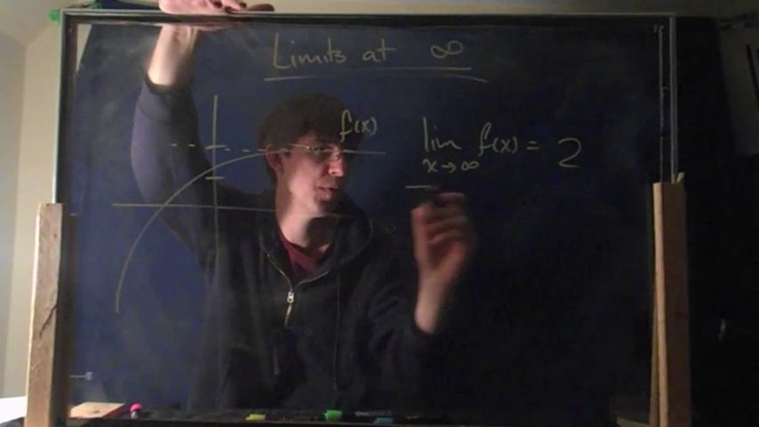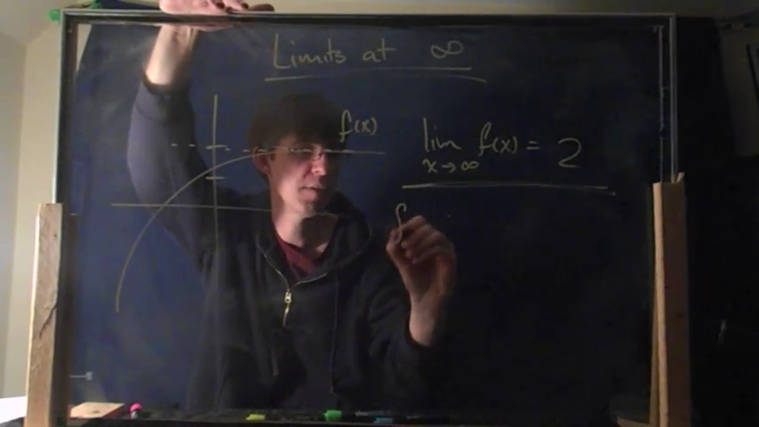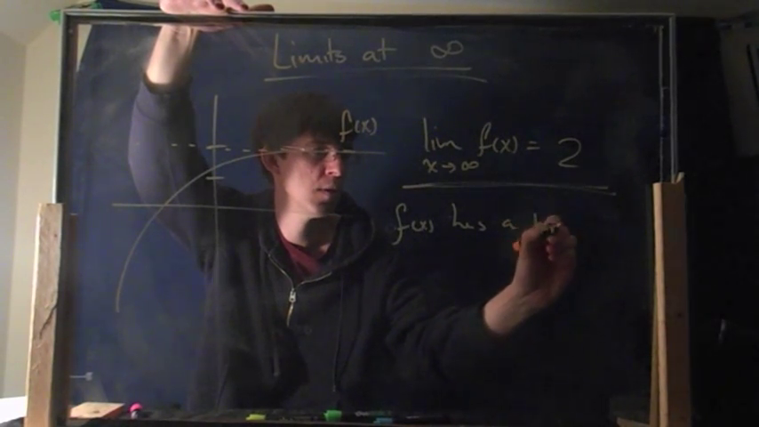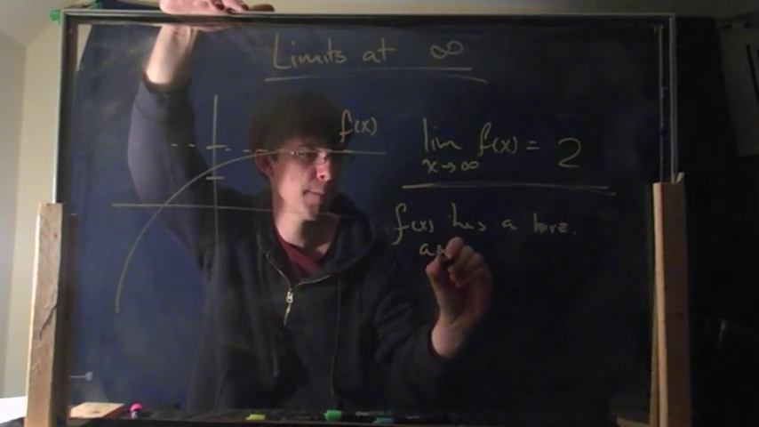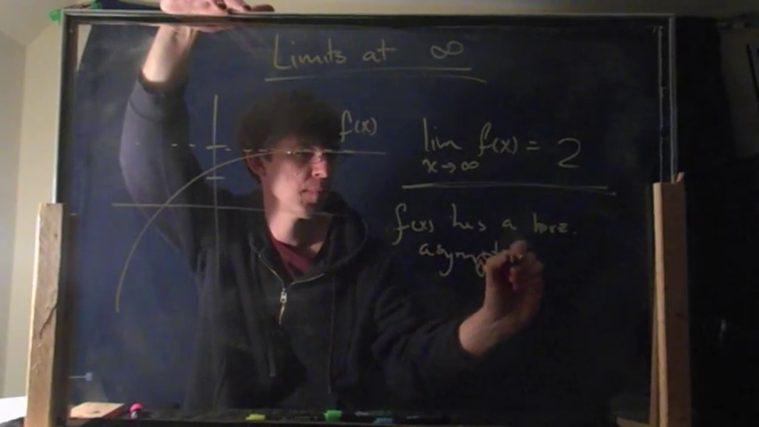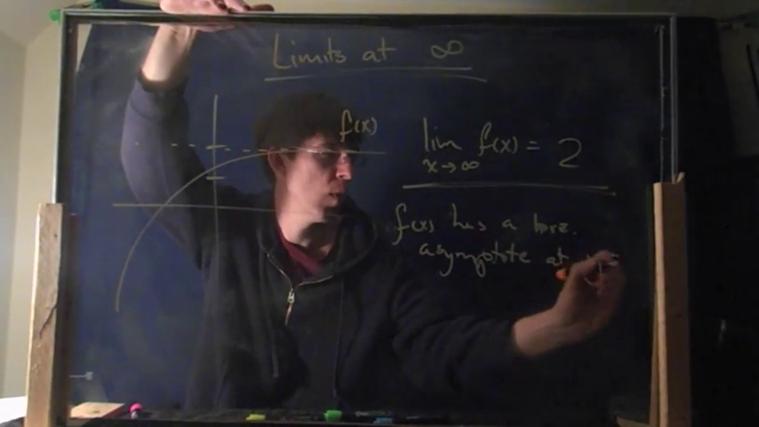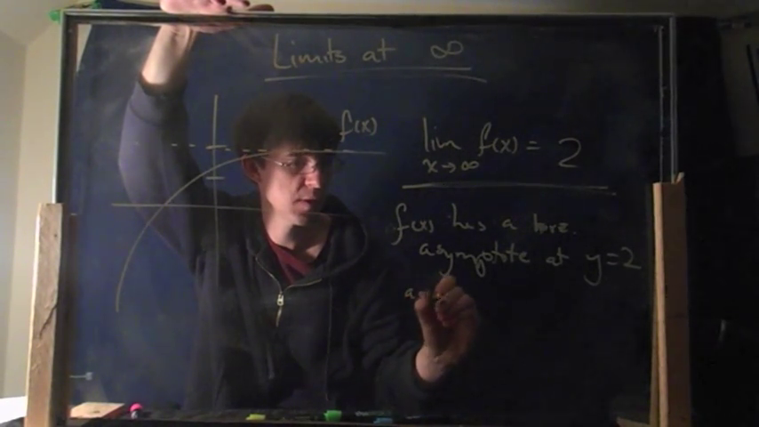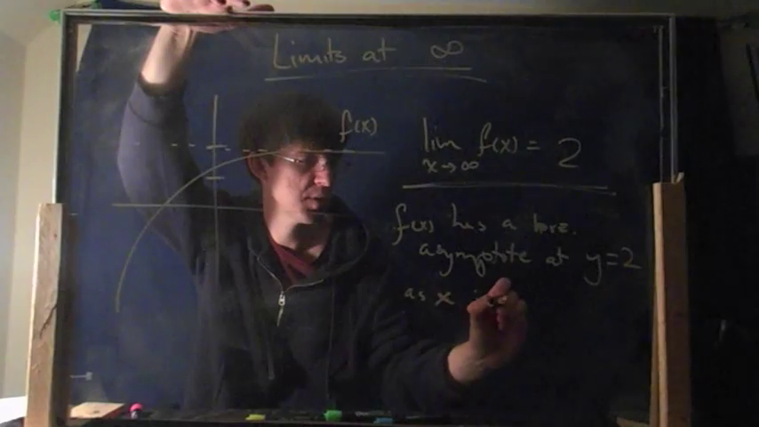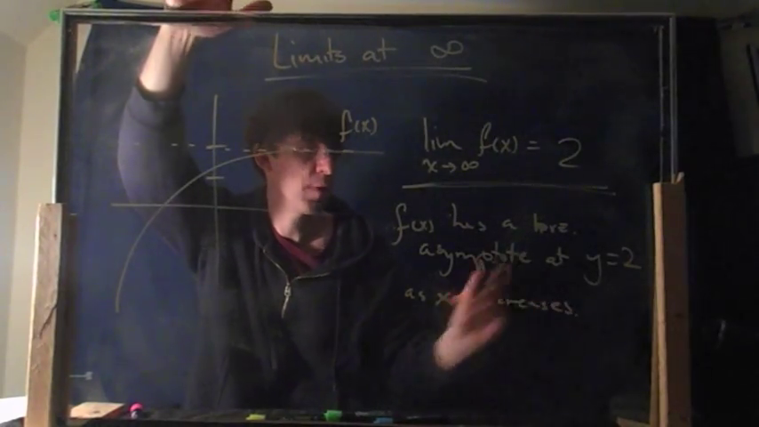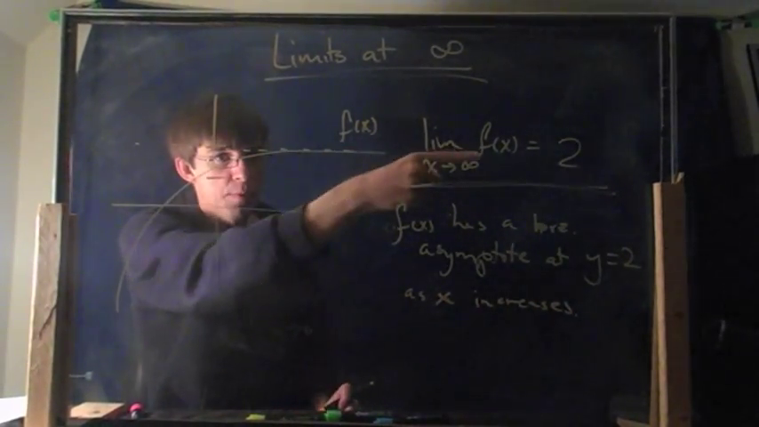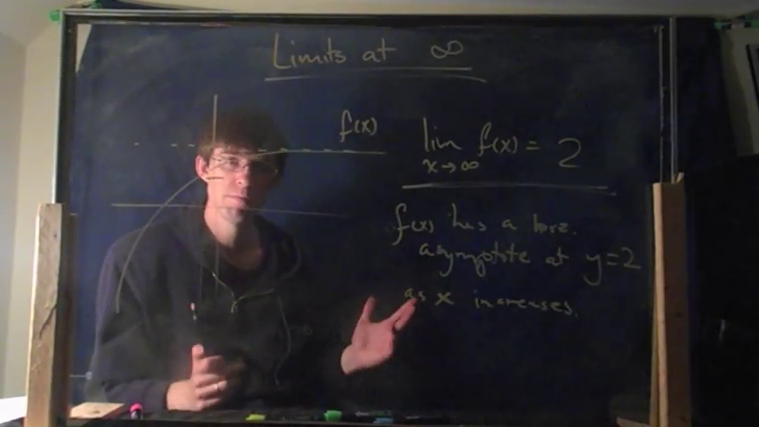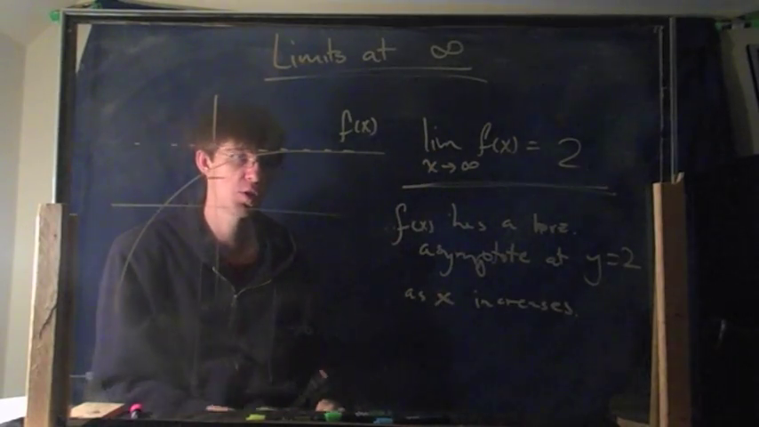What that means is f of x has a horizontal asymptote at y equals 2 as x increases. Horizontal asymptote when the x is going this way, in the increasing direction. Okay, that's what it means to say limit as x goes to infinity.